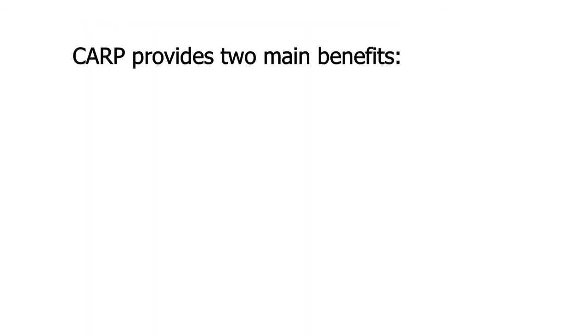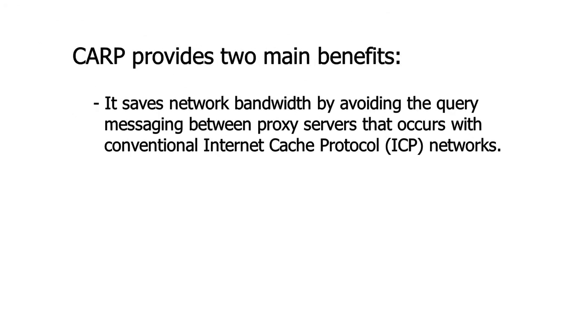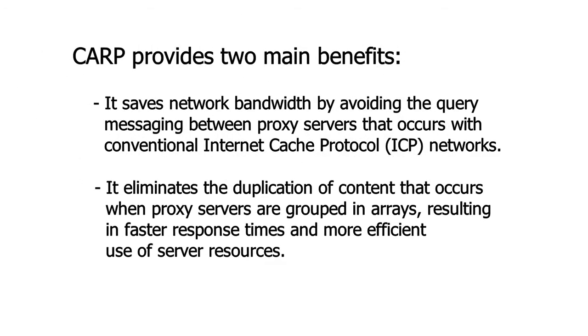CARP provides two main benefits. It saves network bandwidth by avoiding the query messaging between proxy servers that occurs with conventional internet cache protocol networks. It eliminates the duplication of content that occurs when proxy servers are grouped in arrays, resulting in faster response times and more efficient use of server resources.